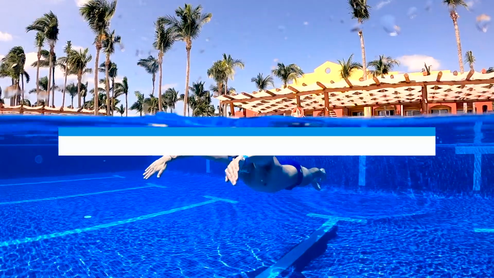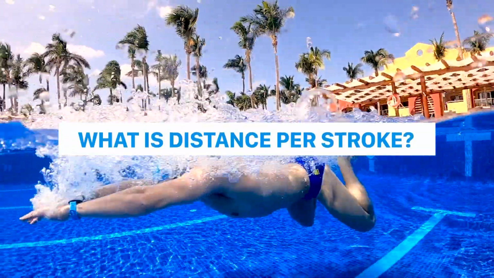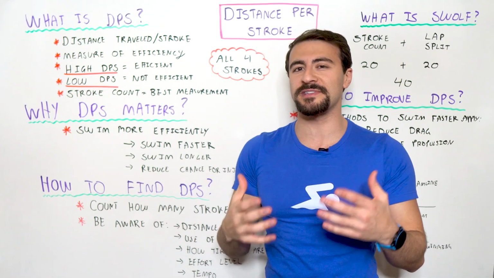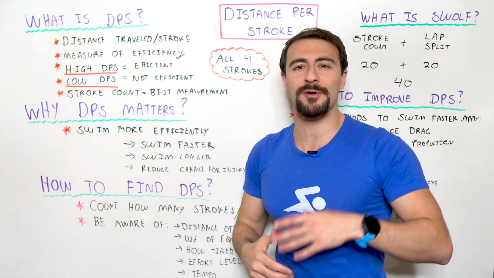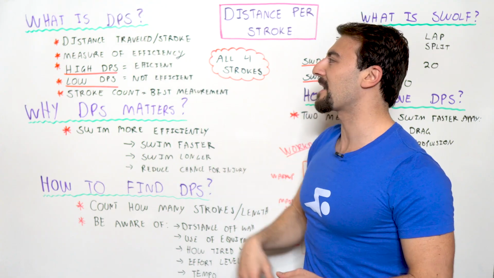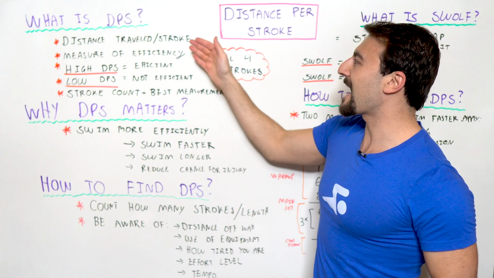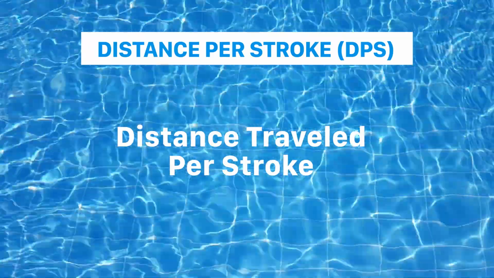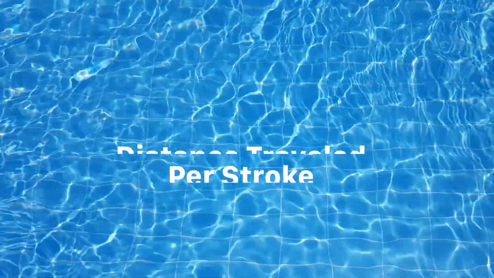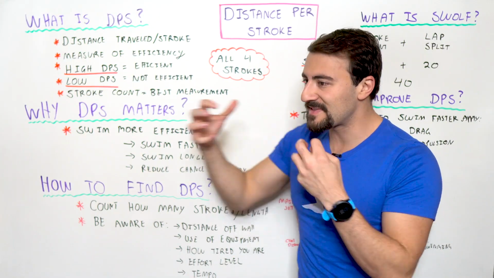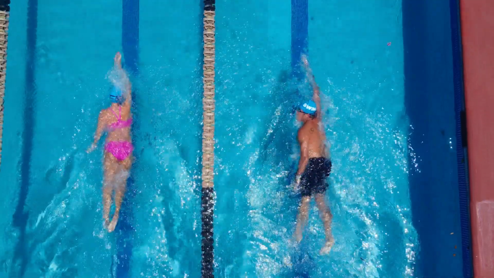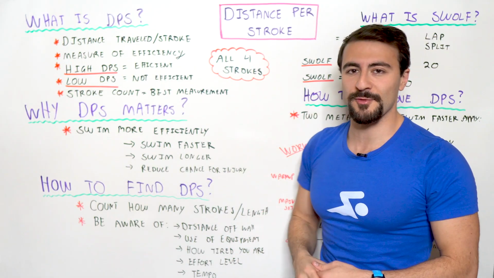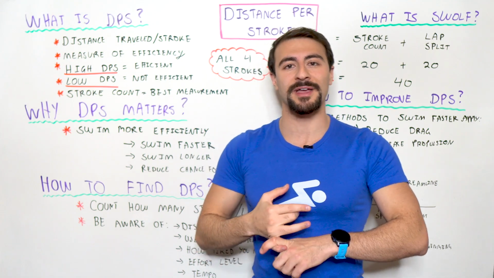First of all, what is distance per stroke? We're going to abbreviate it as DPS. That's how we're going to refer to it in this video, and maybe you've seen some terminology out on the internet or maybe even on the pool deck of DPS, distance per stroke. And as it's explained, distance traveled per stroke. This can be done in meters or feet. We're basically trying to understand how much distance you go every time you have your arm pull through the water. This applies for all four competitive strokes: butterfly, backstroke, breaststroke, and freestyle.